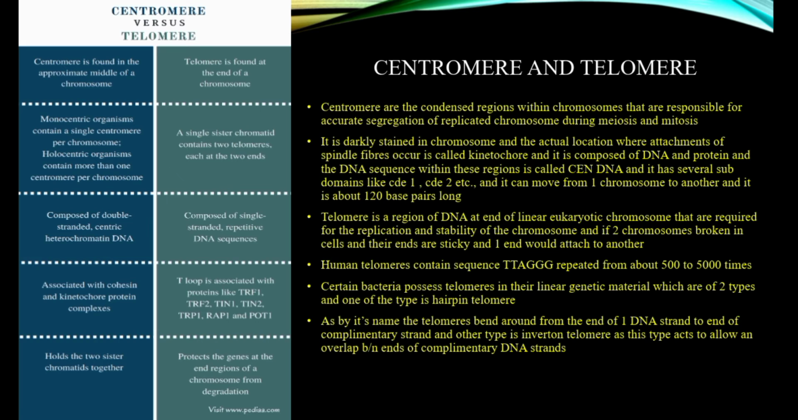Now the differences. Centromeres are found in the middle of the chromosome, and telomeres are found at the end. Center means centromere, end means telomere. Monocentric organisms contain a single centromere, holocentric ones have more than one, whereas a single sister chromatid has two telomeres at its two ends. These are composed of double-stranded heterochromatin DNA, while telomeres have a single-stranded end. In function, centromeres hold the two sister chromatids together, and telomeres protect the genes at the end regions from getting degraded. So these are the differences.